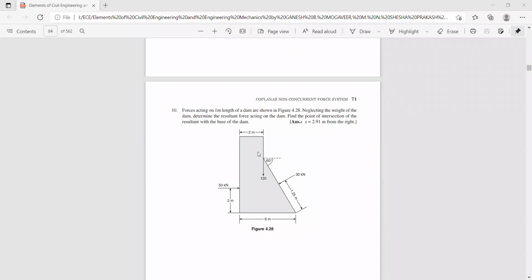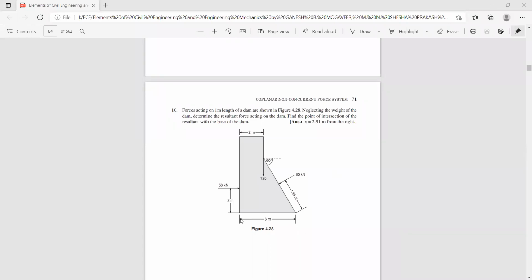Now here you have a dam structure and the forces are acting at different locations. Let us call this point A, this point B, point C, point D, point E. And these are the dimensions given here. First select the reference axis X and Y about point A. Once you select the reference axis, the next step is to find sigma f of x, the horizontal forces acting.